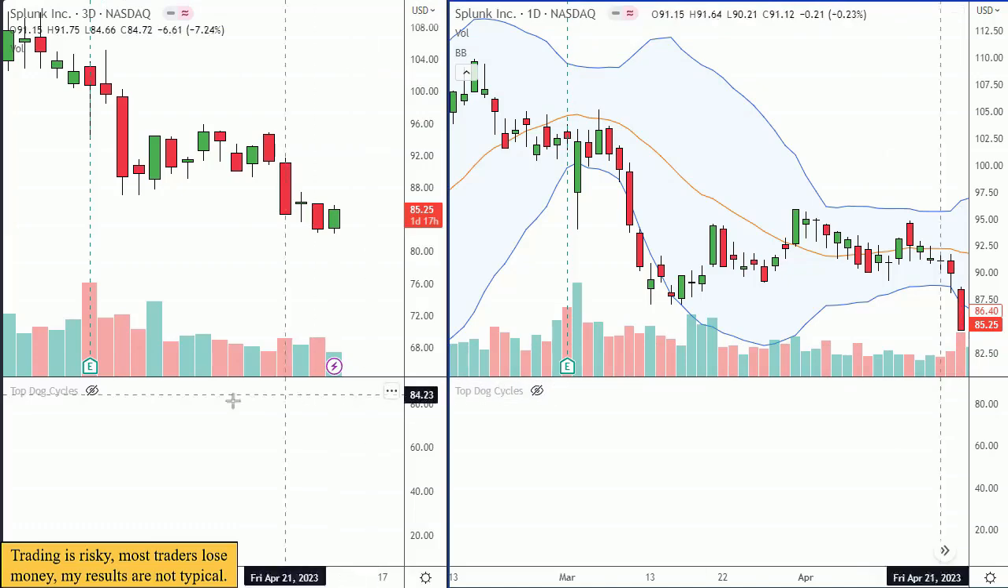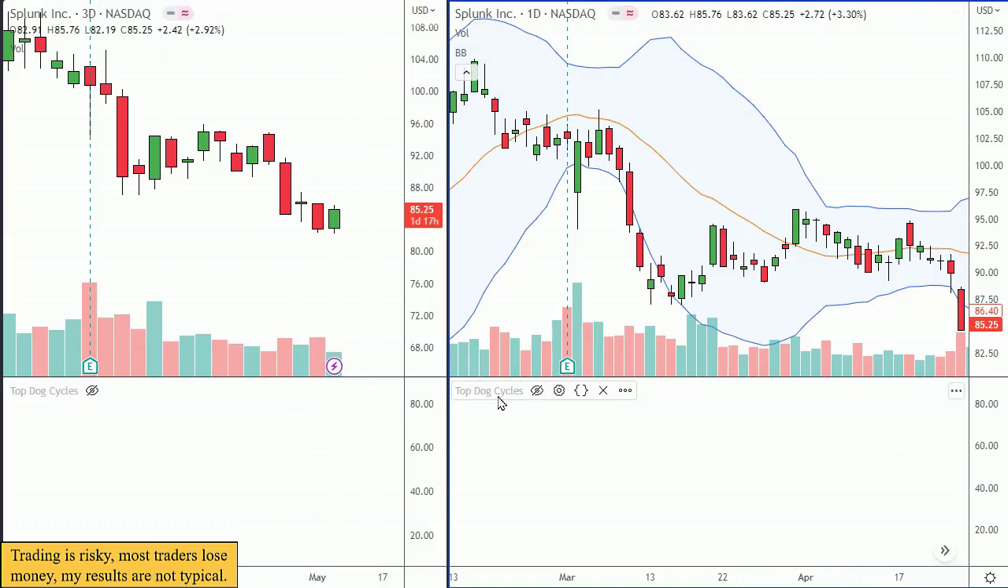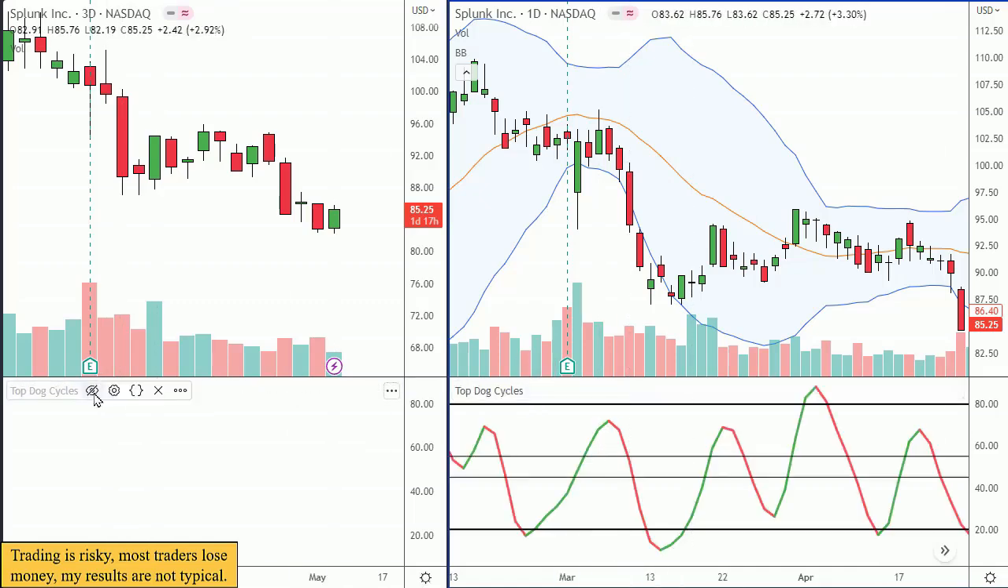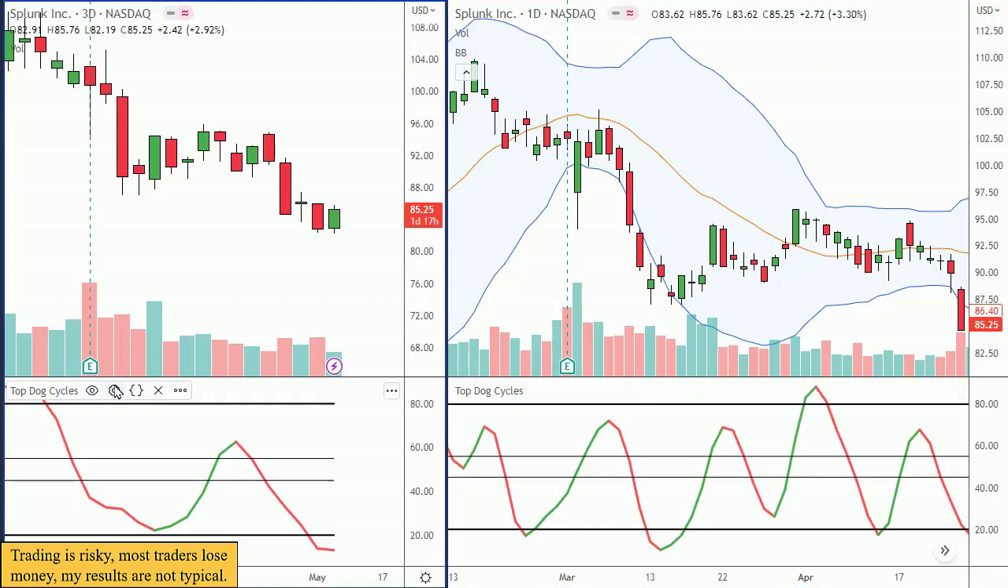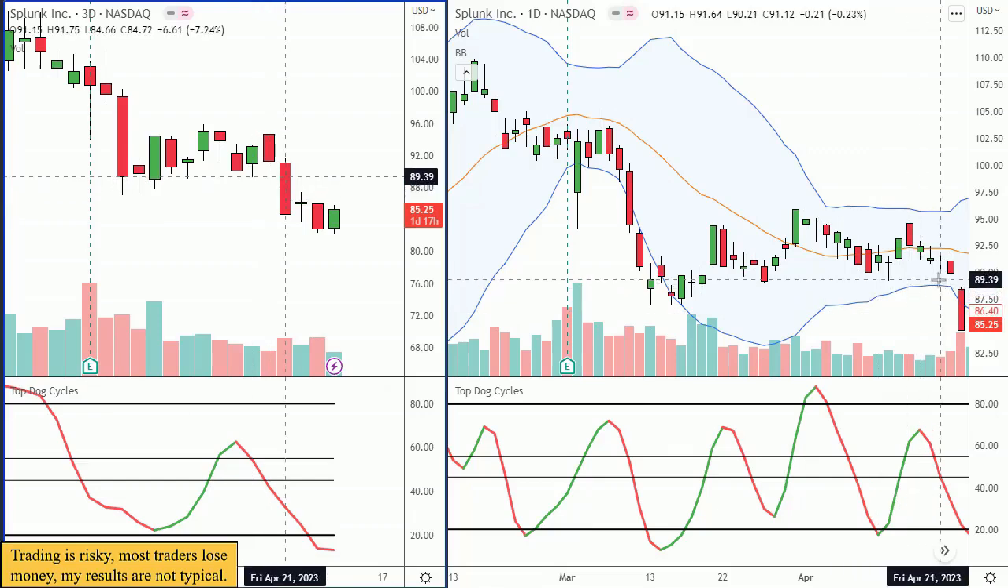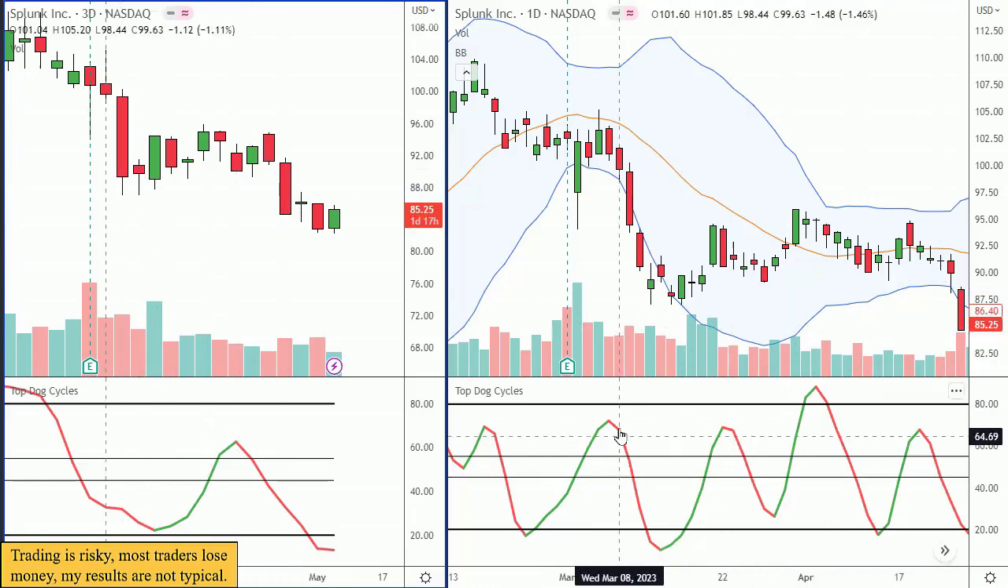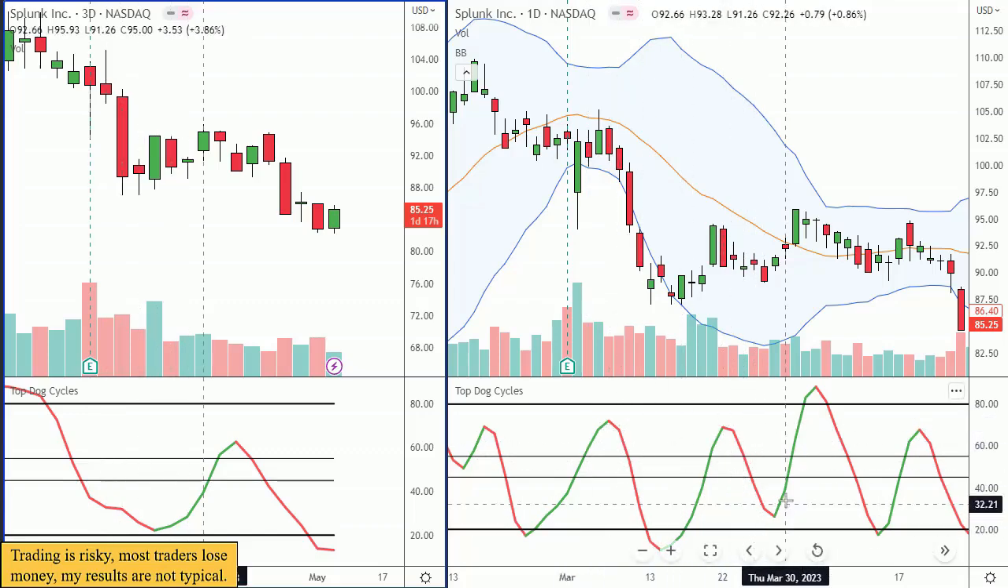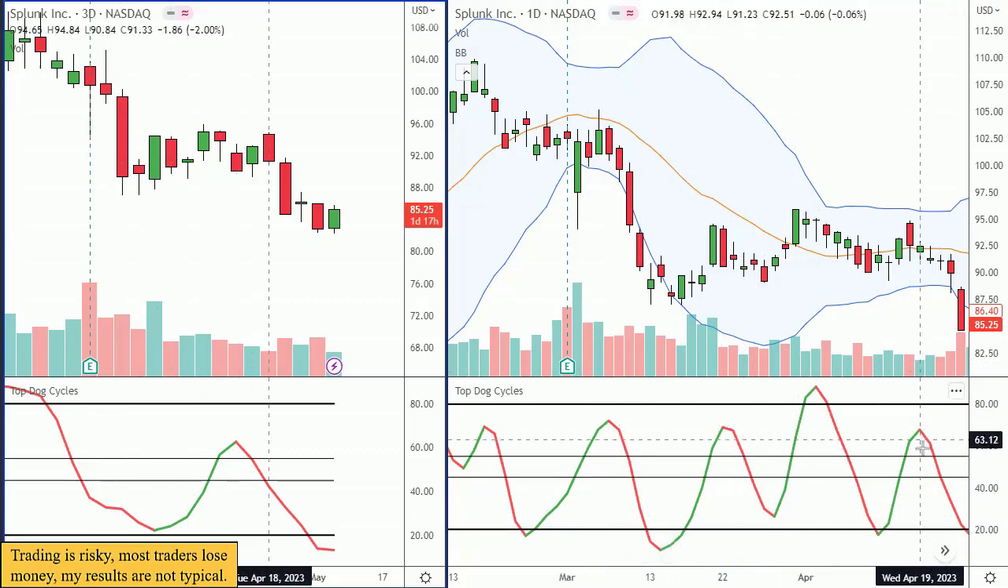Now, you might have noticed down here, if you were really observant, that I've got my Top Dog Cycles down here. So let's turn them on. They've been off. And you might have been saying, hey, Barry, what the heck is that? Okay, so here we go. Now you'll notice cycles are the oscillations of the market. So we had a cycle up, cycle down, cycle up, cycle down, cycle up, cycle down, cycle up, cycle down.